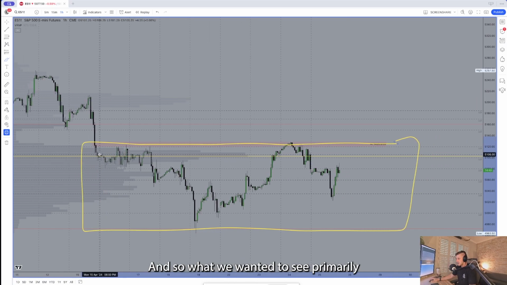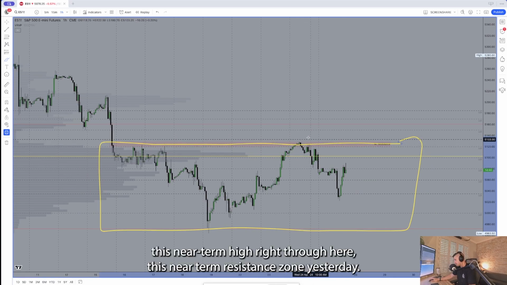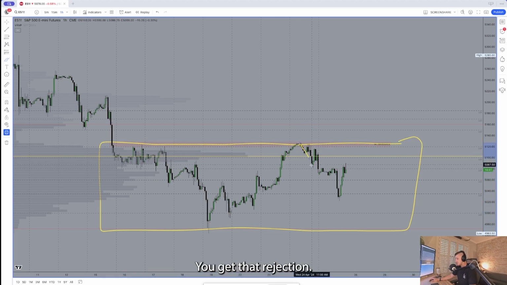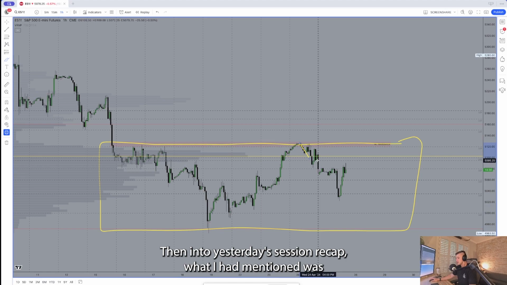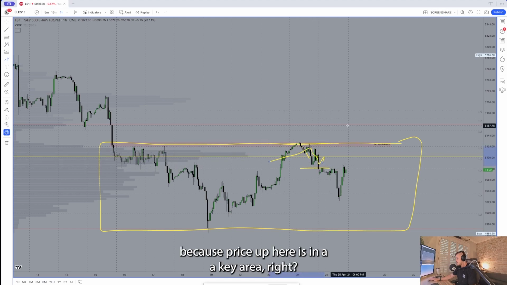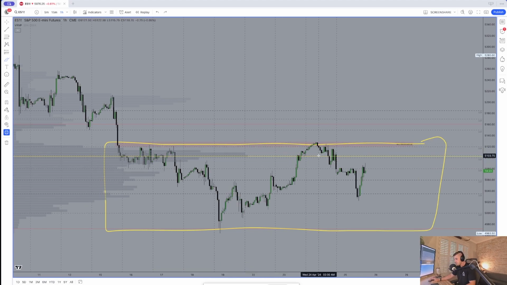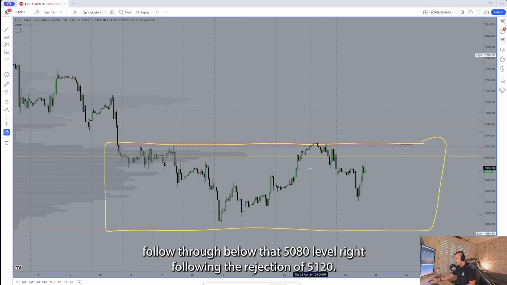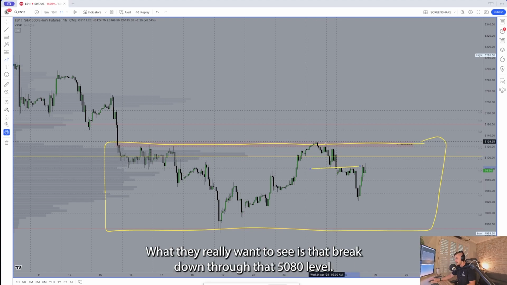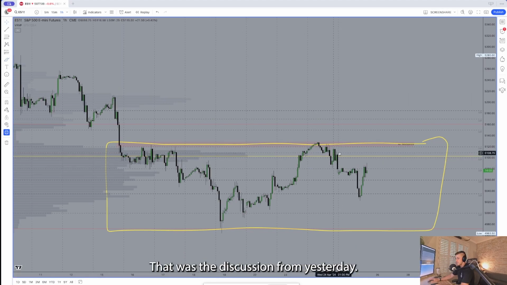And so what we wanted to see primarily was this reaction versus this near-term high right through here, this near-term resistance zone. Yesterday, you get that rejection. Then into yesterday's session recap, what I had mentioned was we want to see how price is going to be trading versus yesterday's range, simply because price up here is in a key area, right? Sellers, what they needed to do was show pretty swift follow through below that 50-80 level, right? Following the rejection of 51.20, what they really want to see is that break down through that 50-80 level. That was the discussion from yesterday.